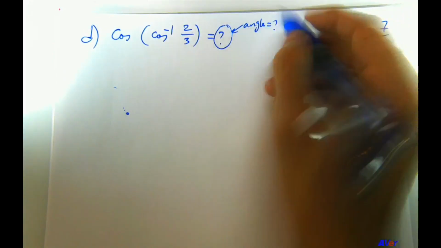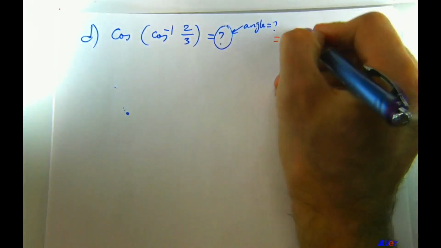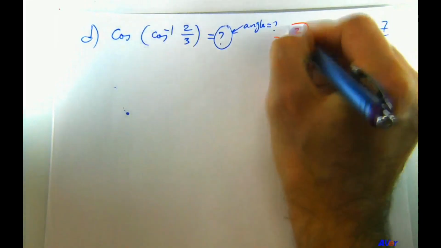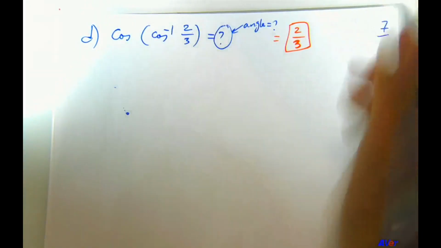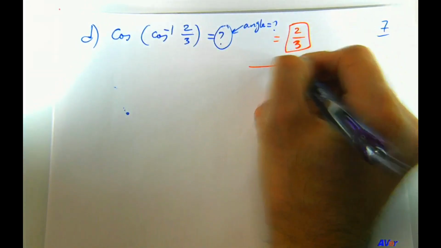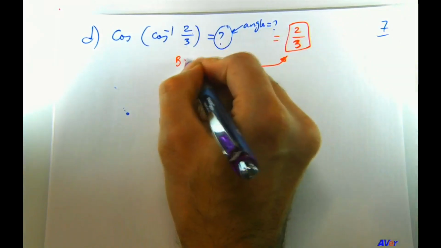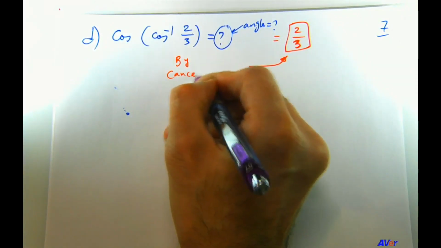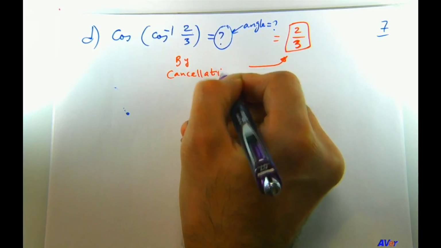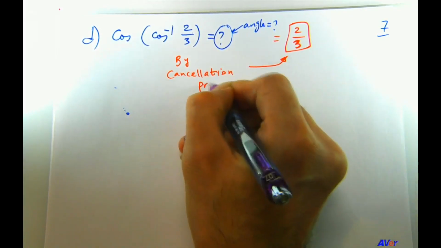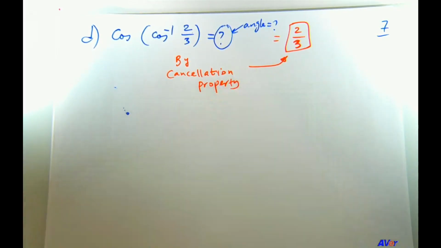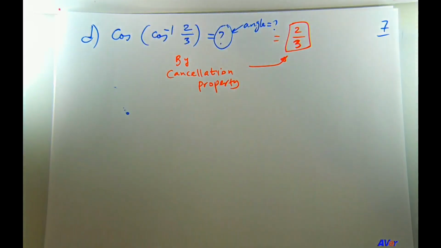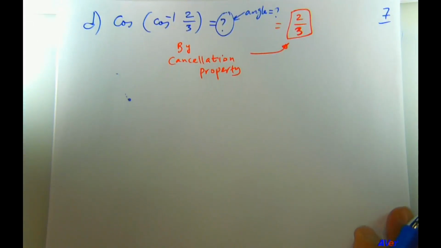So we can just write that it is equal to 2/3 itself, by cancellation property. Okay, let's do another example.